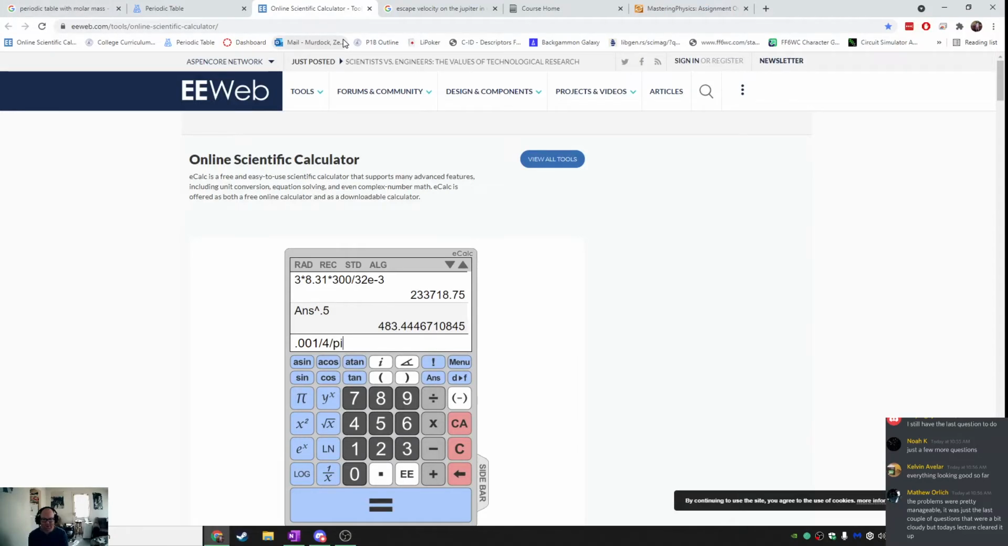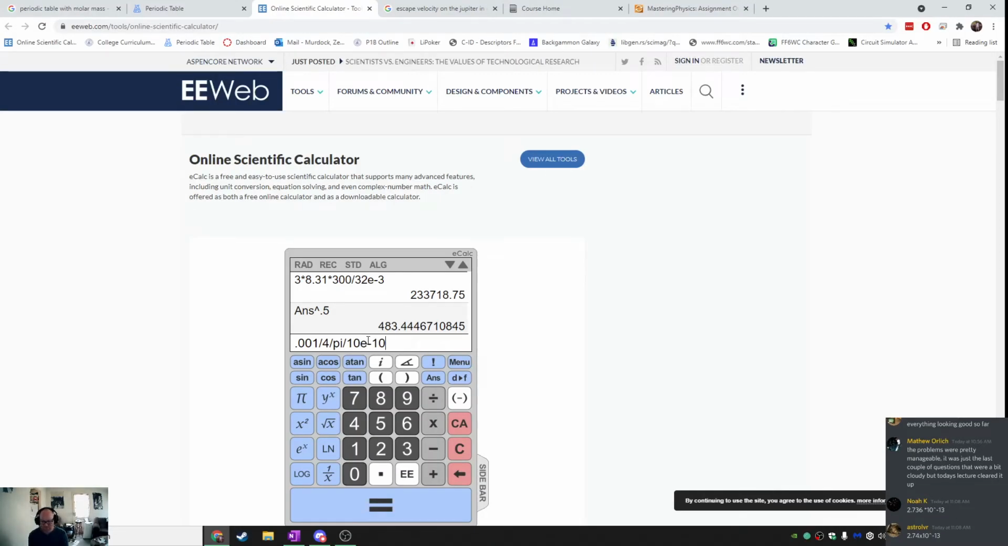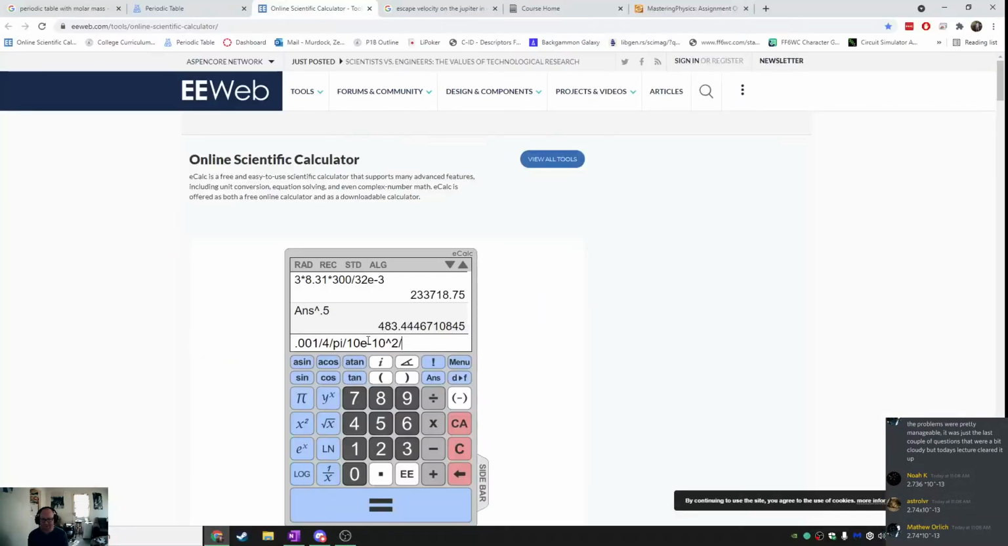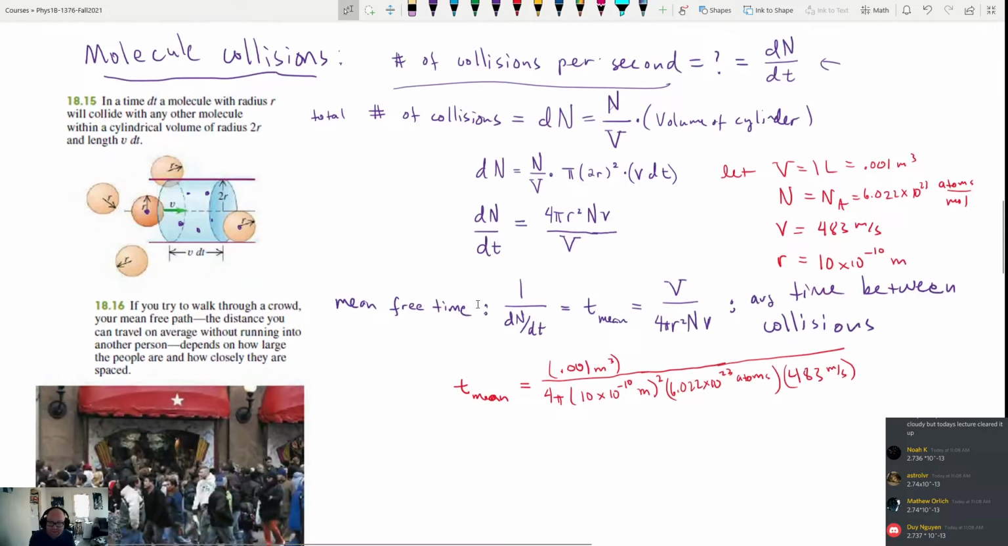Does it do pi like that? I think it does. What does it do? Just pi, okay. Oh, we got some answers. Thank you. Okay, I'm going to trust that 2.7 times 10 to the minus 13 is correct. 10 to the negative 2, okay, and then we got the 6.022 times 10 to the 23, and we got the 483. Yeah, I agree with y'all. 2.74 times 10 to the minus 13. Thank you. Scroll down a little bit.